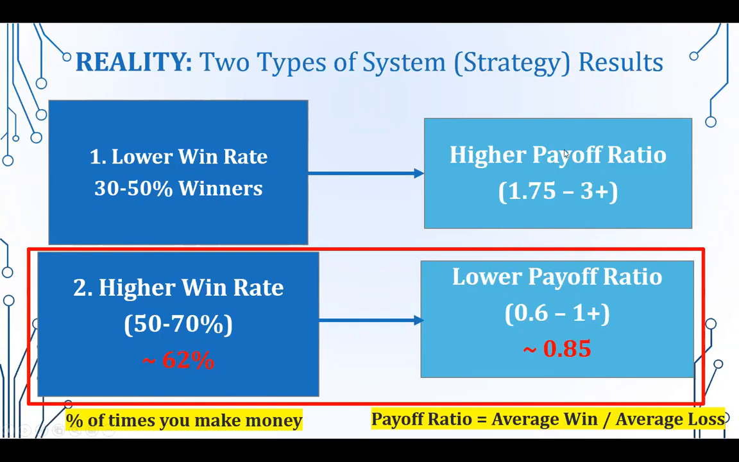This is more towards the trend following type of strategy in that slide that I showed at the beginning. And these other ones are more towards the shorter term strategies. In our case, you're going to win about 62% of the time with a payoff ratio of about 0.85. So you can trade both types of strategies, strategies that exhibit both types of results. It's just important to know what to expect, and it's important that you understand what kind of strategy you are trading.